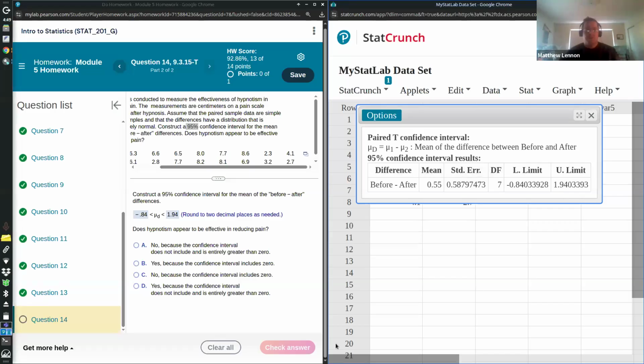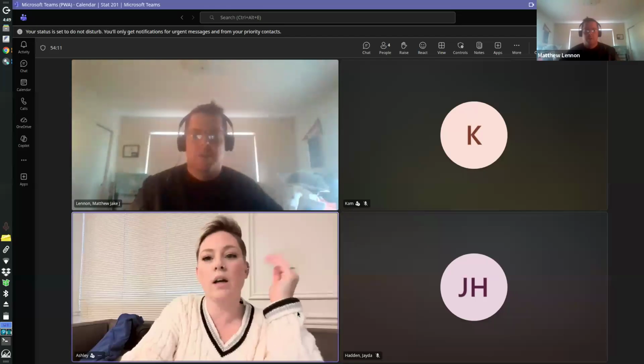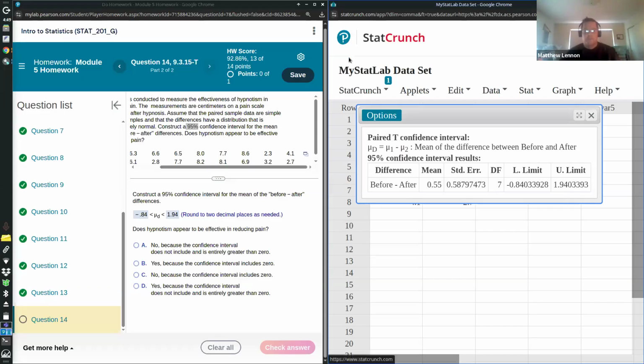Any chance you can share your screen just so I could look? Okay. Well, try to get the second half right at least, so you get like a 95 or something. Yeah, so you get the half point, and then so does it appear to be effective? No, because it includes 0.